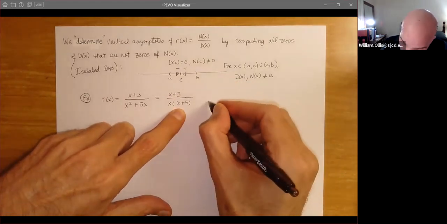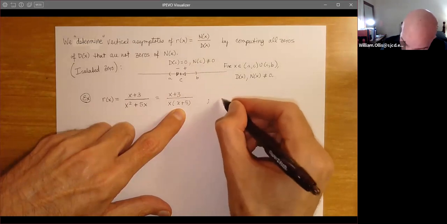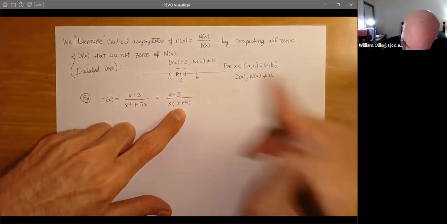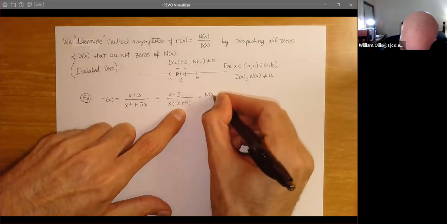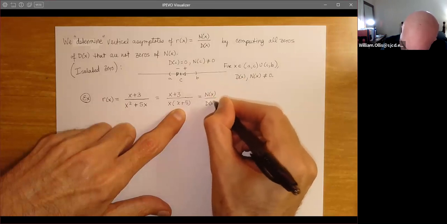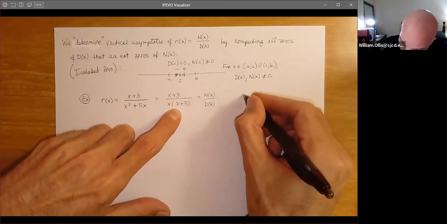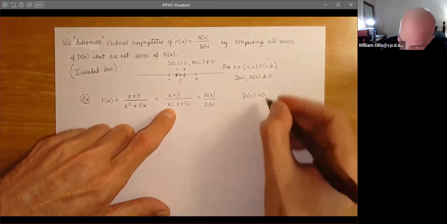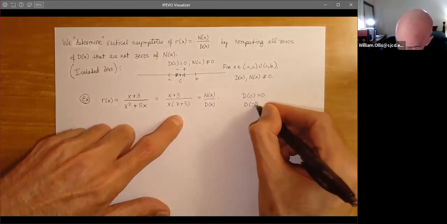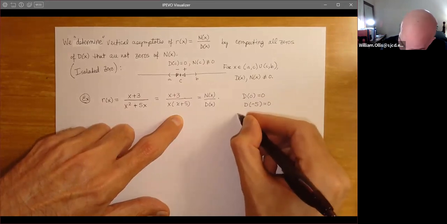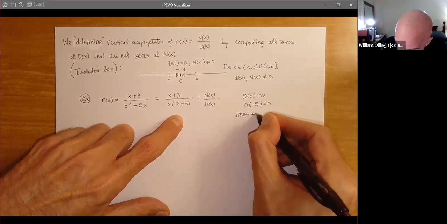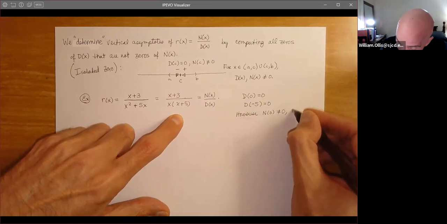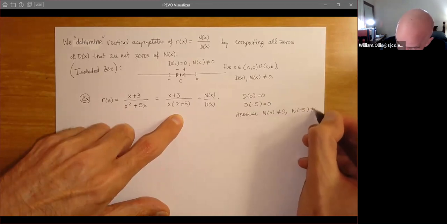So for instance here, let's go ahead and notate this just like I did right above it. Say this is N(x), D(x), just to bring the point home. And we see that D(0) equals 0, again x equals 0, and D(-5) equals 0. However, N(0) does not equal 0, and N(-5) does not equal 0, which is what we need.